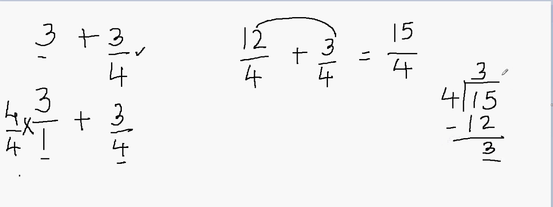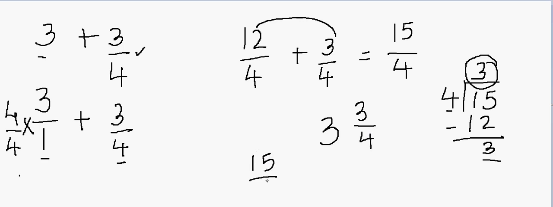So how do you write this in the mixed number? So you write your answer first. This will be your whole part. I'll write 3 first, and then you write your remainder. Remainder goes on the top. And then your divisor, so you write 4. So your answer is either 15 over 4 or 3 and 3 over 4.